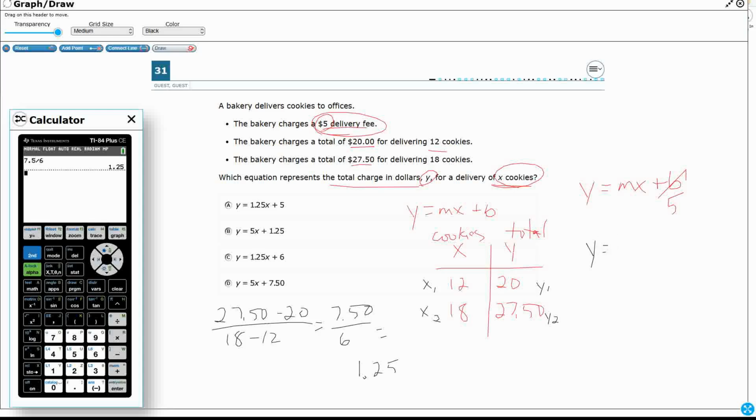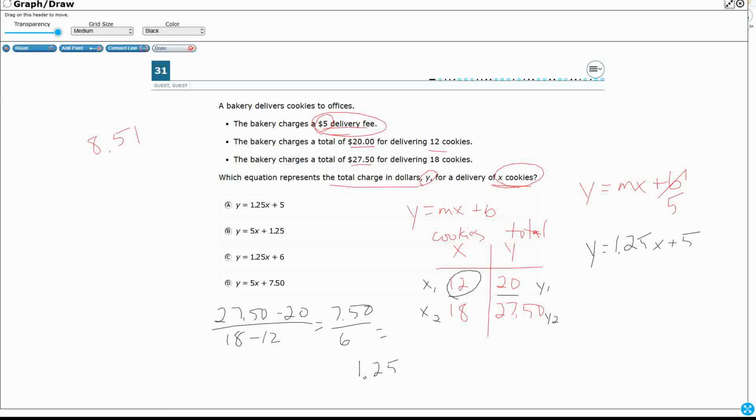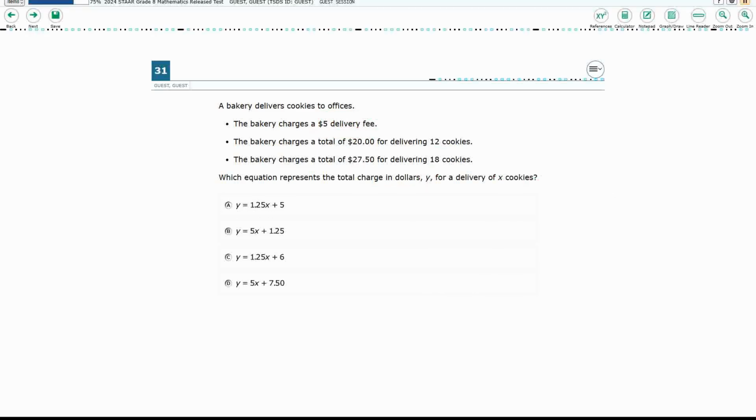So here's my thought. 1.25x plus 5. Now let's double check. If I put in 12 right there, will I get 20? So let's do 1.25 times 12 plus 5. Yep, I got my 20. What if I do 18? 1.25 times 18 plus the $5 delivery fee, 27.50. Okay, so there's my answer, 1.25x plus 5. And we see our answer right here as A.